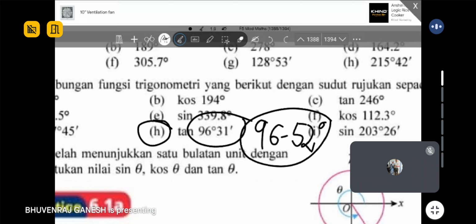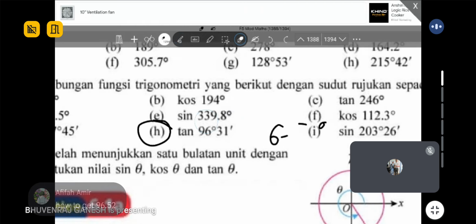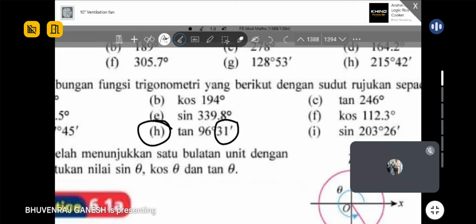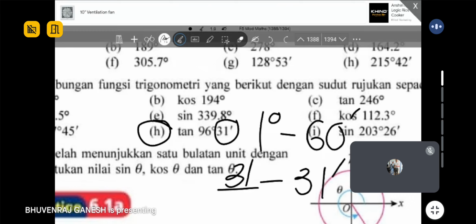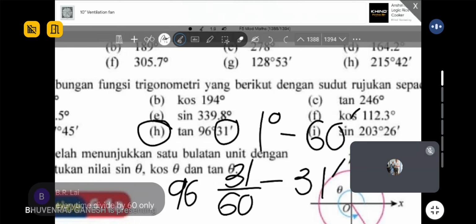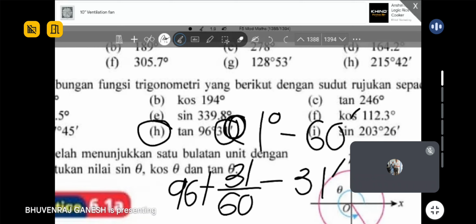Okay, so yeah. So the second quadrant. Okay, so what reference angle did you get for this one? Oh, how to get? 31 you divide by 60 because 1 degree is 60 minutes. This is the conversion. So 31 minutes is 31 divided by 60 and then you plus 96. Yes, correct. And every time you see this symbol, it means minutes. So you just divide by 60.